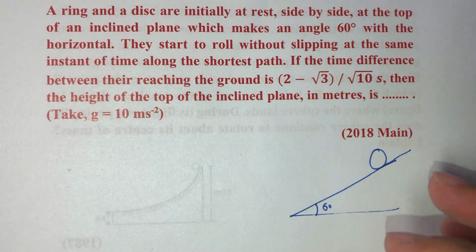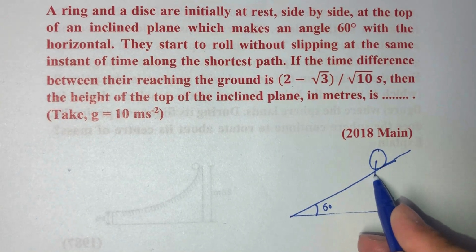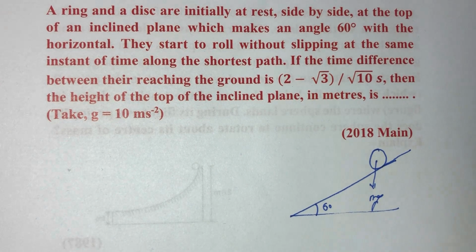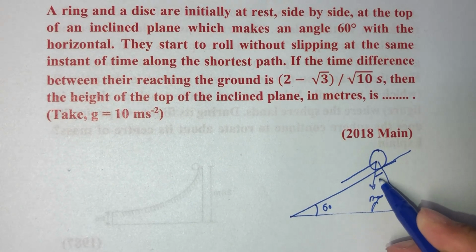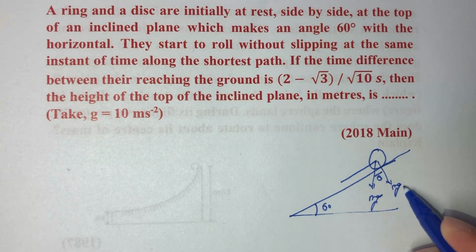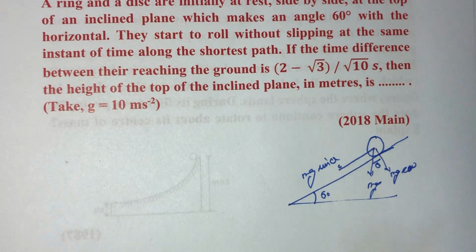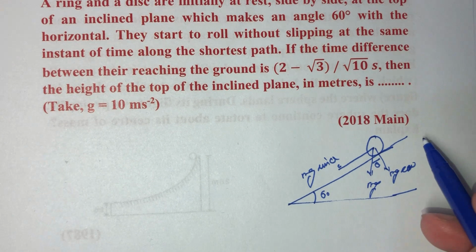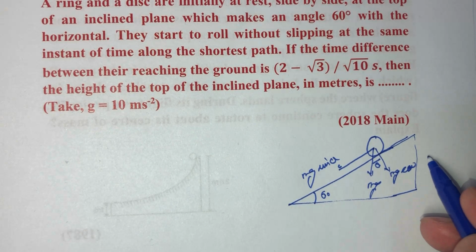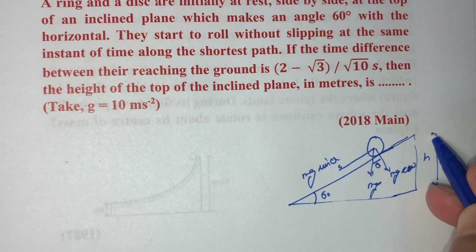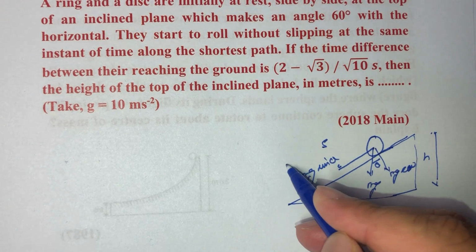But basically, you can see all the forces that will be acting are the same for the ring as well as the disc. So first of all, we are going to have mg in the downward direction, which can be divided into two components. This will be theta. So we are going to have mg cos theta, and this will be our mg sin theta. And let us suppose the height of the top is given as h, and this distance which the ring and disc travel is, suppose, given as s.